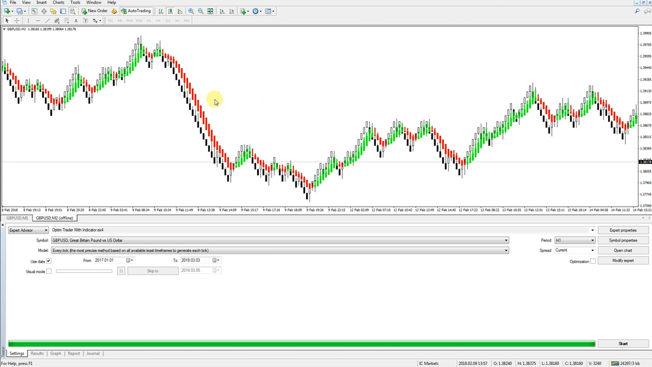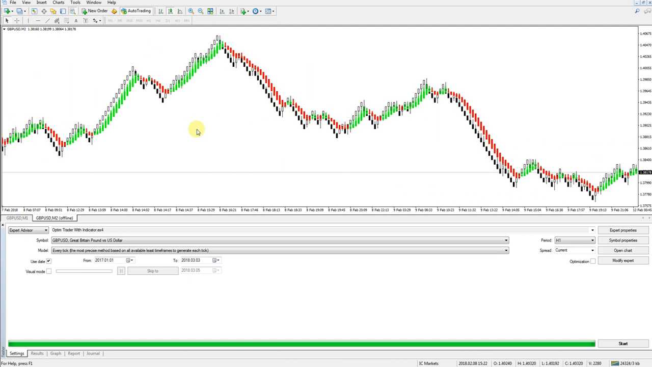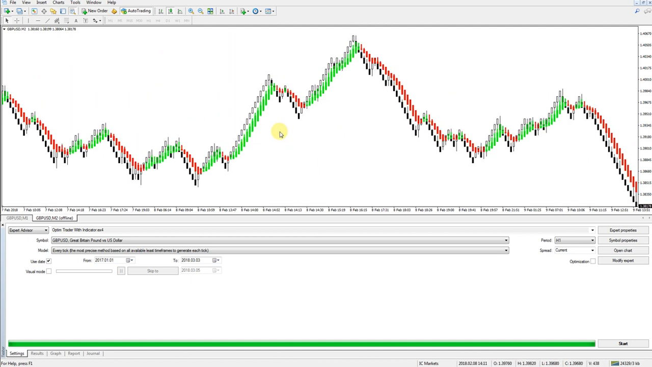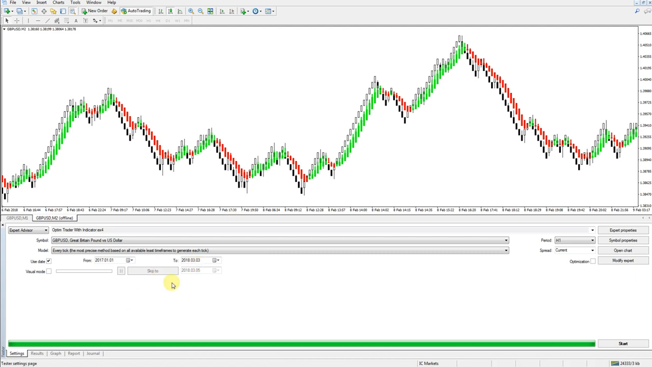This is a Renko chart that I'm showing you right now. It's not a regular candlestick chart. It's an 8 pips Renko chart, and it's actually a setup that I'm using on my day trades. Now let's start with the test.